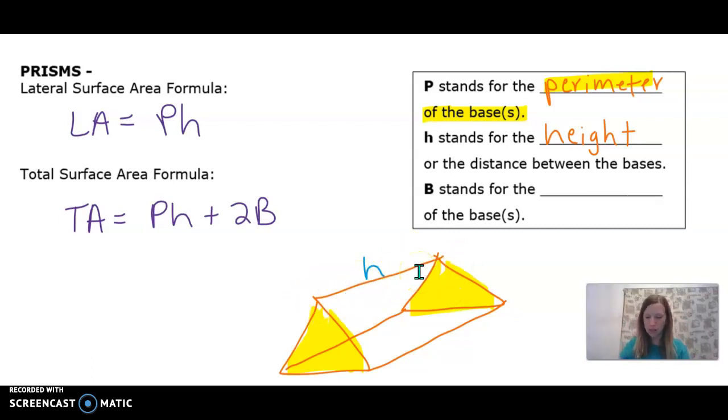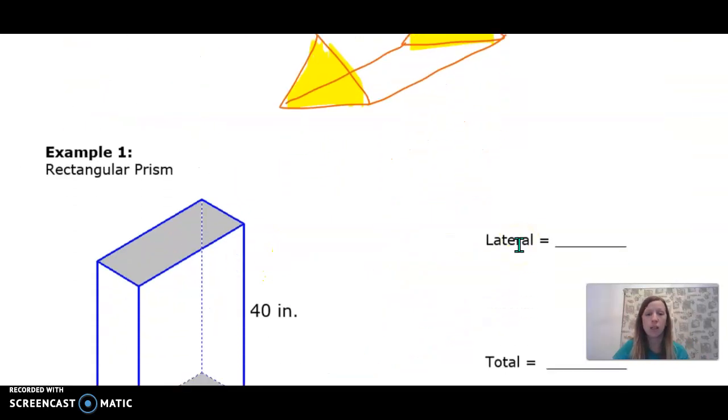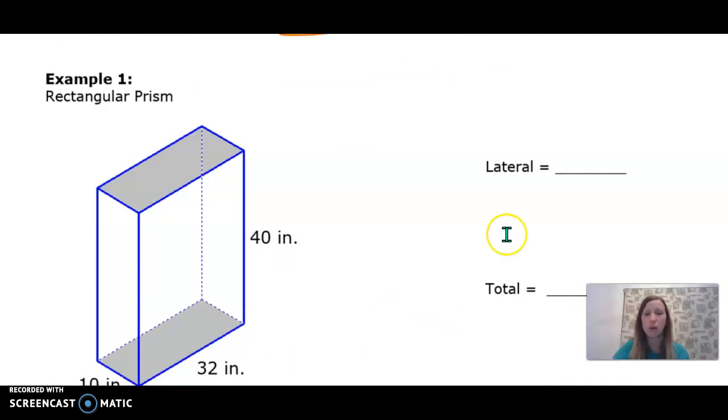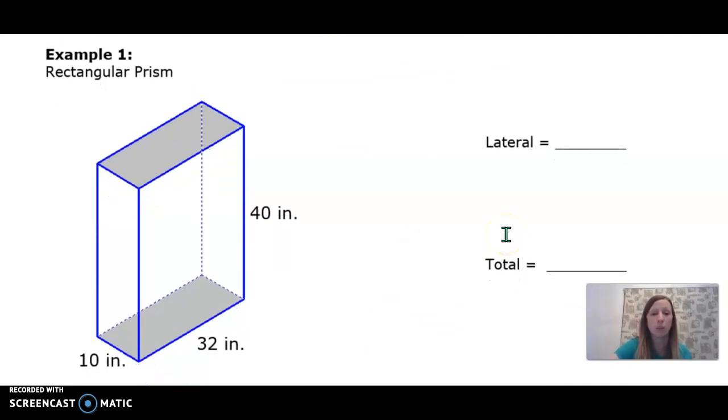Keep that in mind. And what does the B stand for? The B stands for the area of the base. Okay? So not just area of anything, not just any side, it has to be area of the base. And remember, base does not mean bottom. Those two shaded figures, the triangles, are the bases in this picture. So now let's go ahead and use these formulas. We're going to look at two examples today. One is a rectangular prism, and then we're going to look at a triangular prism, I believe.